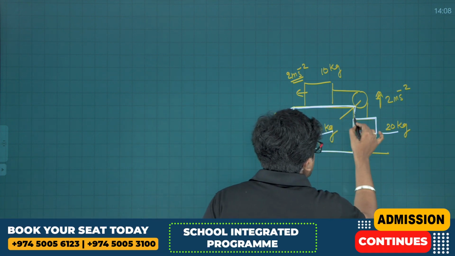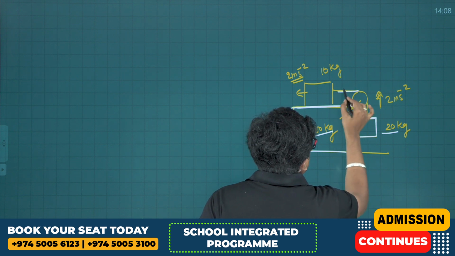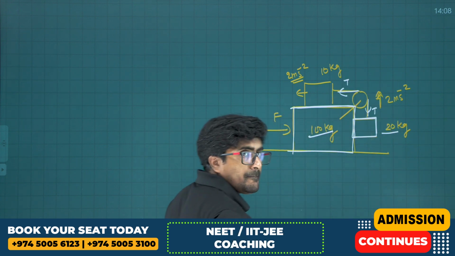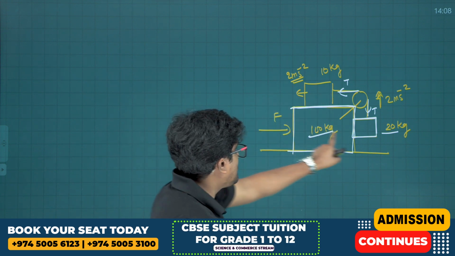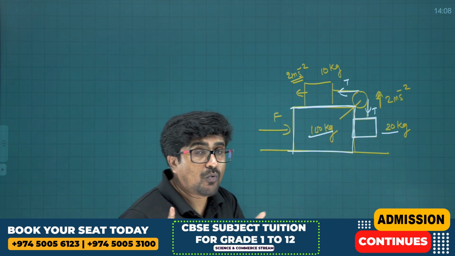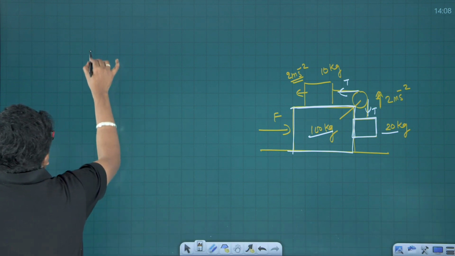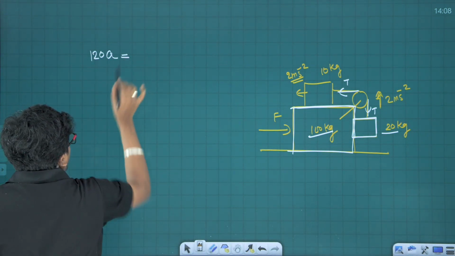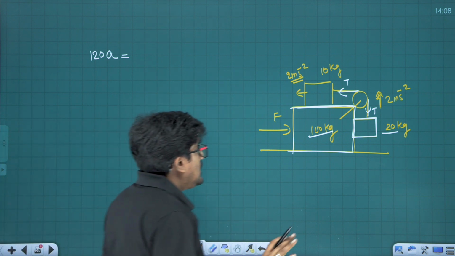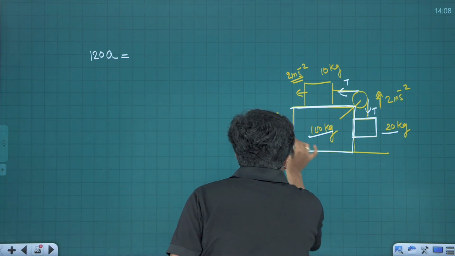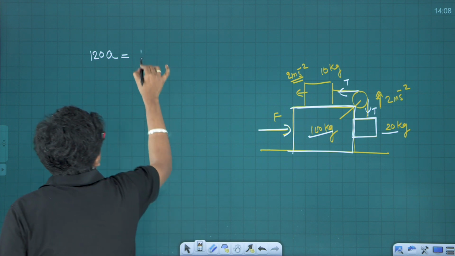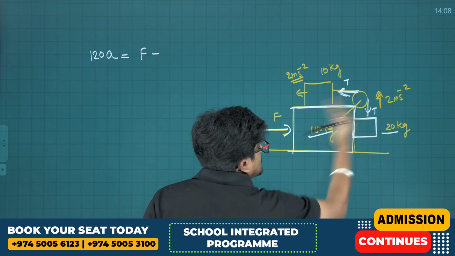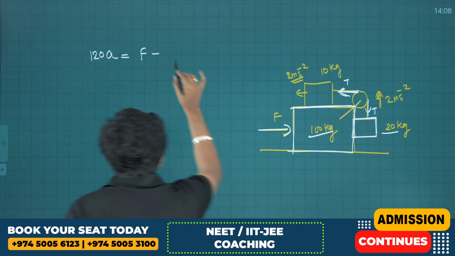Now, what are the forces acting? For this system, if capital T is marked as tension here, here it is also going to be capital T. So, if I consider this total mass, that is how much? 120 kg. So, 120 kg mass is moving towards right with an acceleration of A. We don't know what is that acceleration. And that is by virtue of this force capital F minus the horizontal force acting in the opposite direction, capital T.